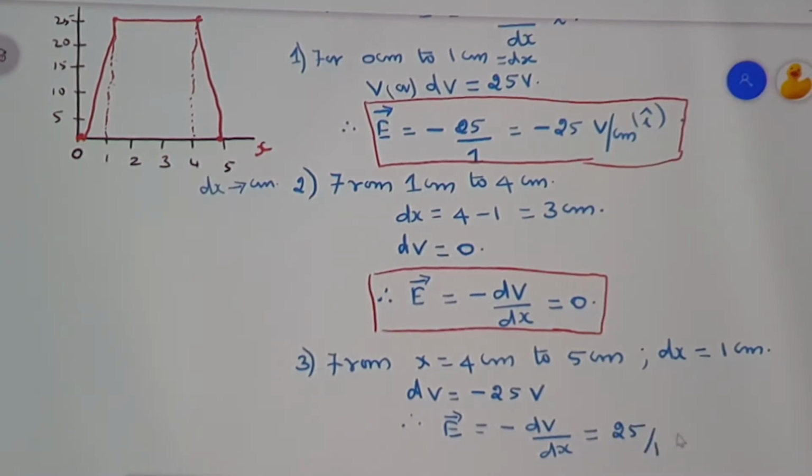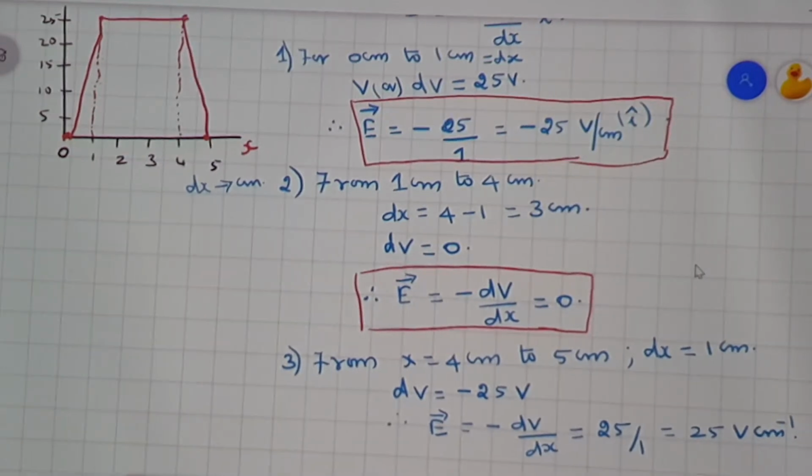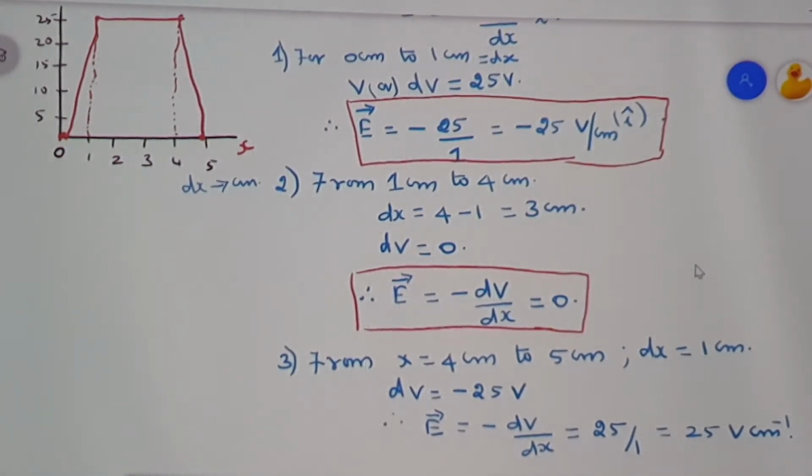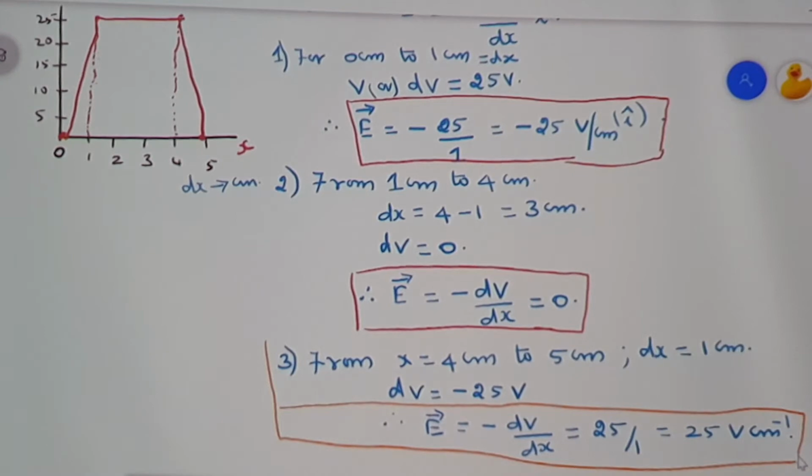So 25 divided by 1 is equal to 25 volt per centimeter. This we are taking as the third point. Now, using these three, I have to consider the diagram for the graphical representation for electrical field with the distance.